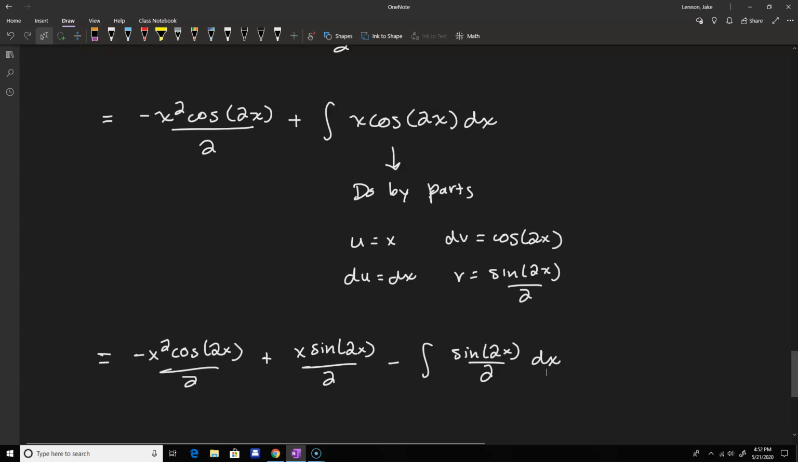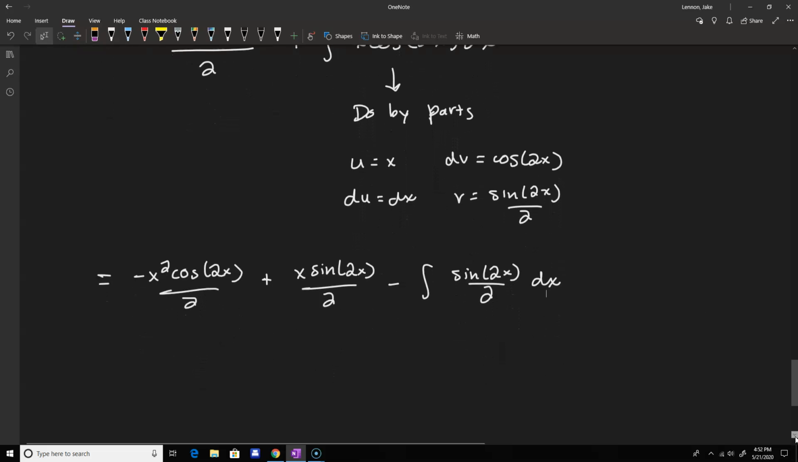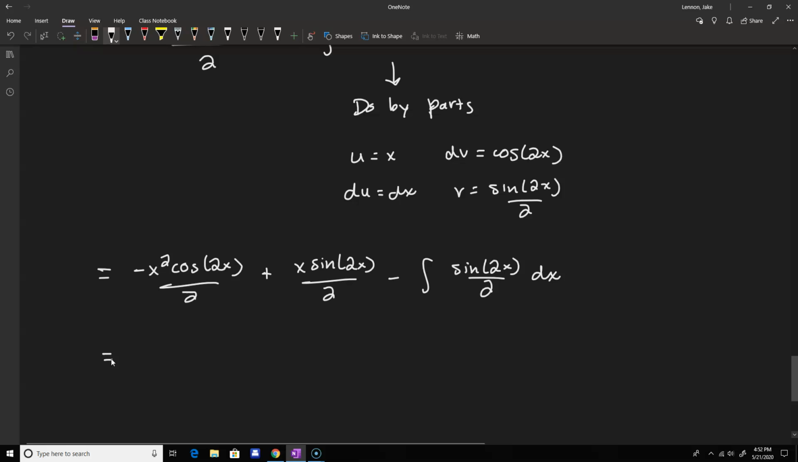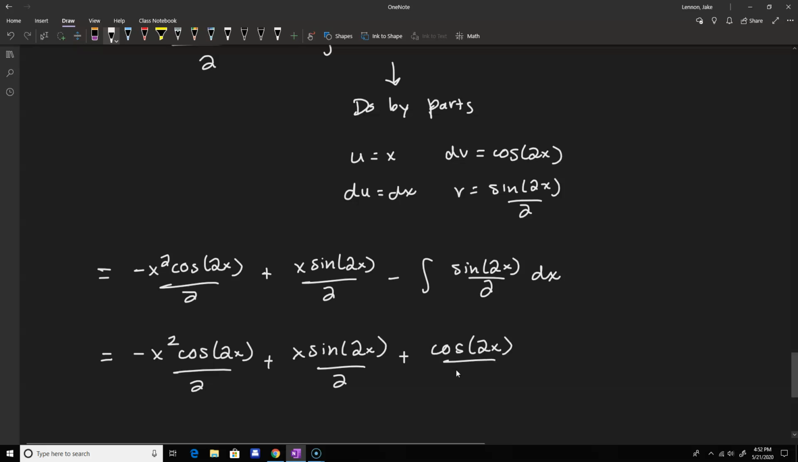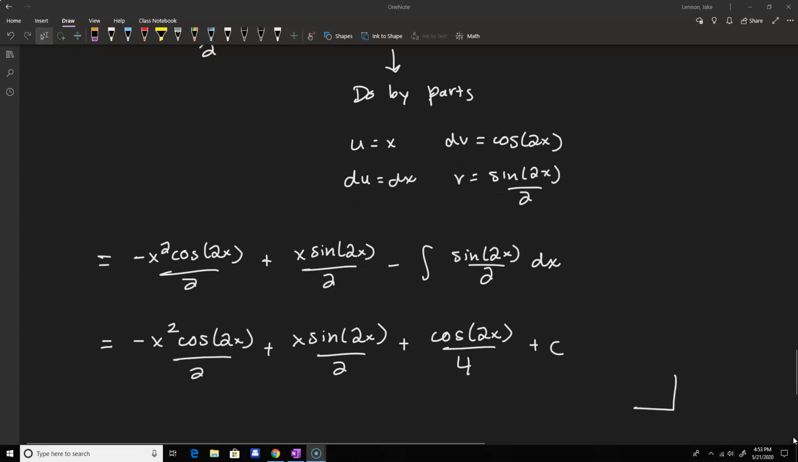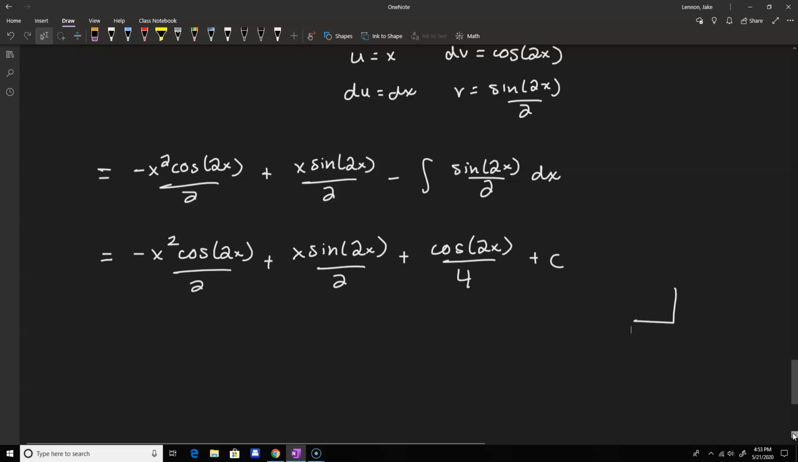And then we integrate there. So the integral of sine is again going to be minus cosine, and the parts is going to add another 2 to the denominator. So that's going to finish off our integral: minus x squared cosine of 2x over 2 plus x sine of 2x over 2, and then the two negatives here are actually going to make this plus cosine 2x over 4. And we have to remember to add our plus c for integration, indefinite integral.